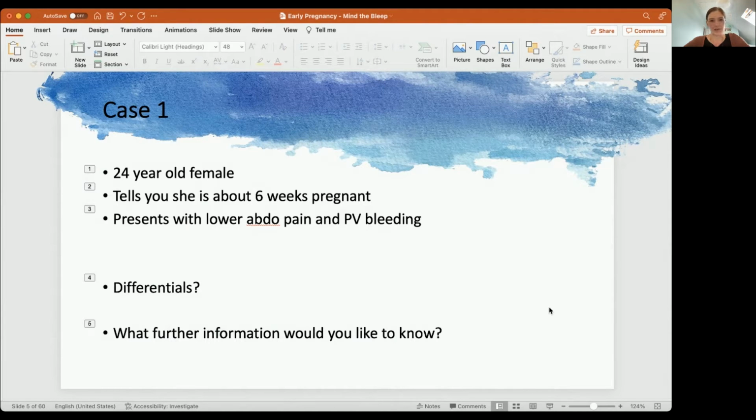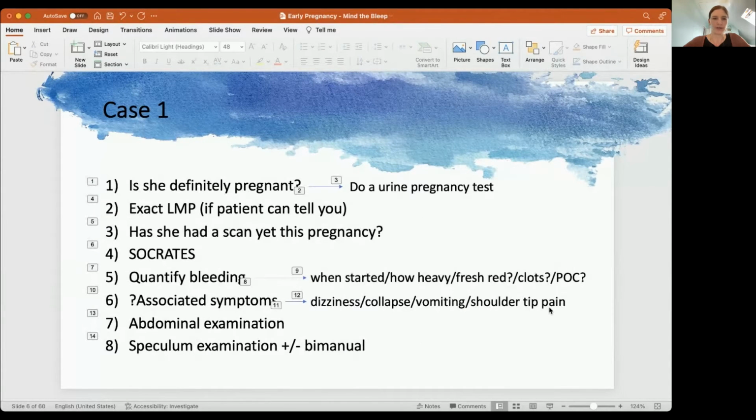So basically, we need to get a bit more history, don't we? Because lower abdo pain and PV bleeding is a bit vague, really. So this worked better when it was a slideshow, but anyway, you've got all the answers straight away. So first thing we need to ascertain, is she definitely pregnant? So we definitely need to do a urine pregnancy test. As I said, it sounds very callous or harsh, but essentially you cannot trust anybody about their pregnancy status. Very important to do a urine pregnancy test. Whatever they tell you, do it anyway.